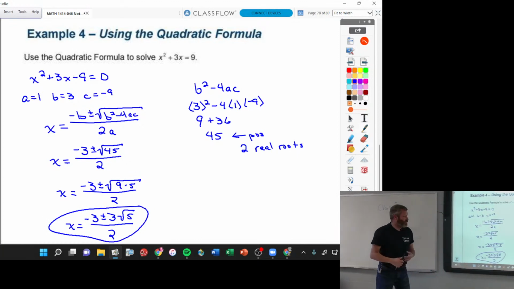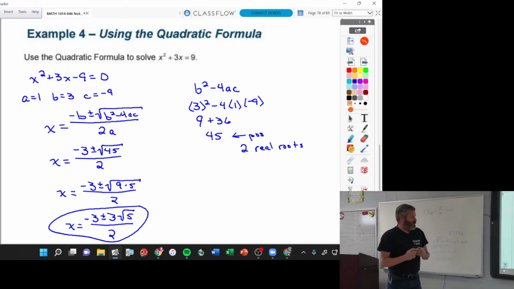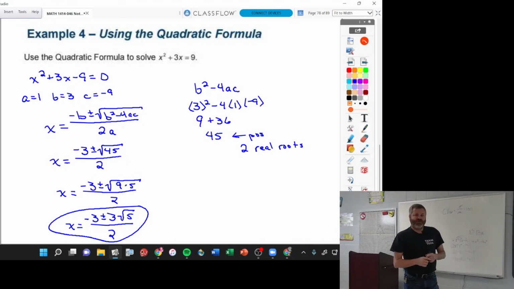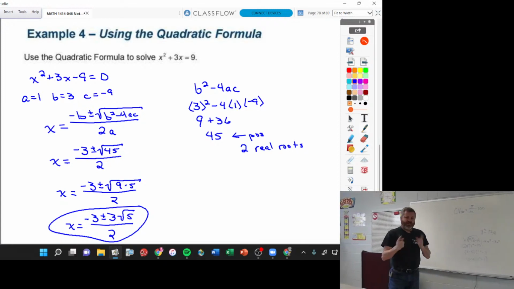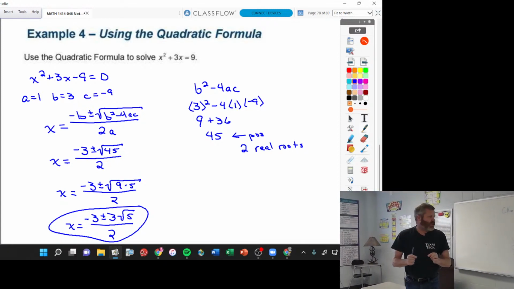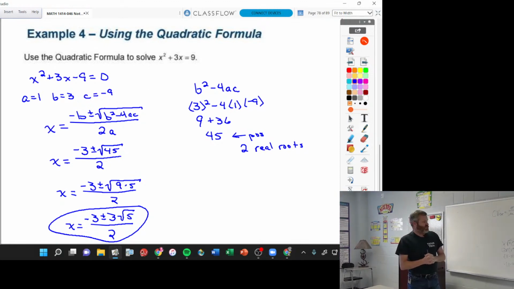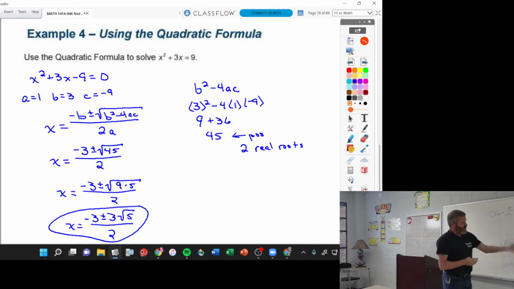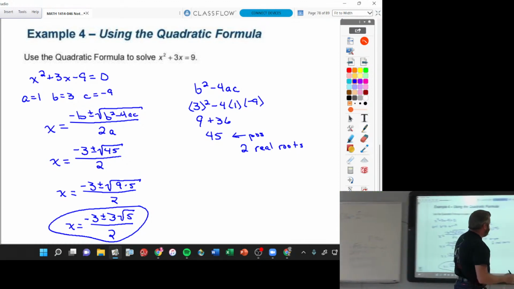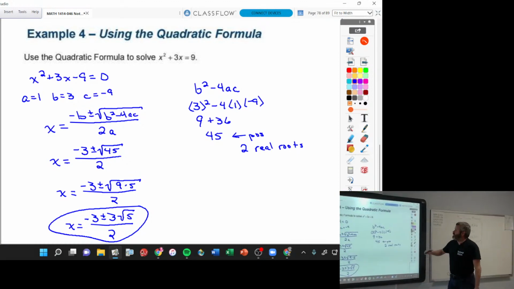So the two answers are, the first answer is negative 3 plus 3 square roots of 5, all divided by 2. The other answer would be negative 3 minus 3 times the square root of 5, all divided by 2. And I think when you're doing your homework, you actually have to enter those as two separate answers with a comma in between them. So make sure you know that is the two answers right there. You can check it by taking those answers, plugging into the original problem, and see if you get the correct answer.